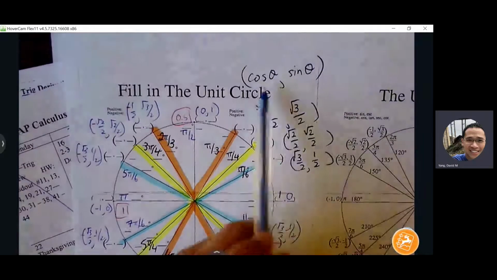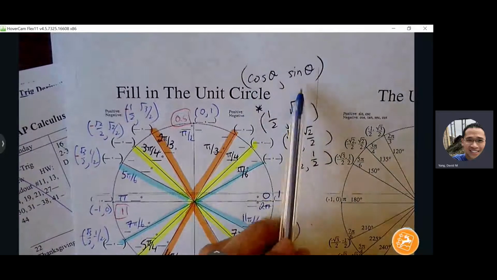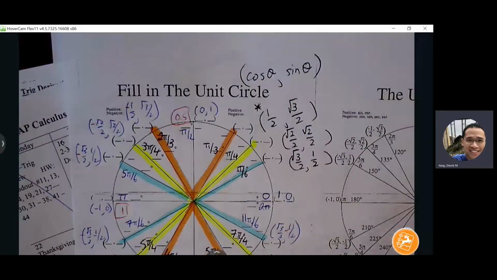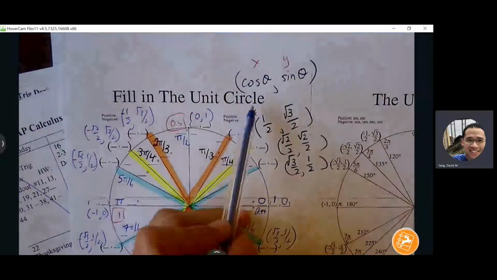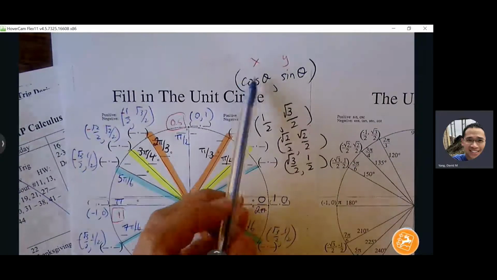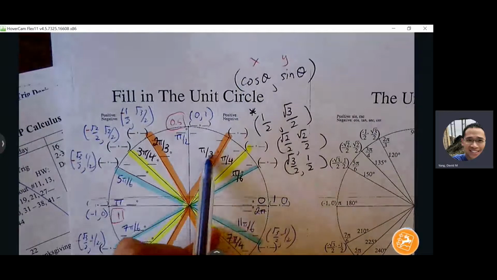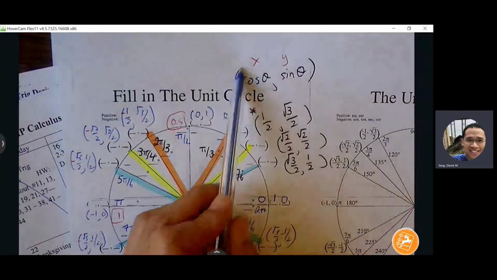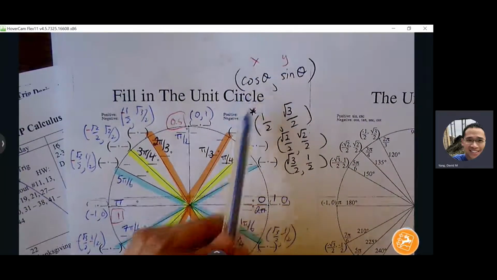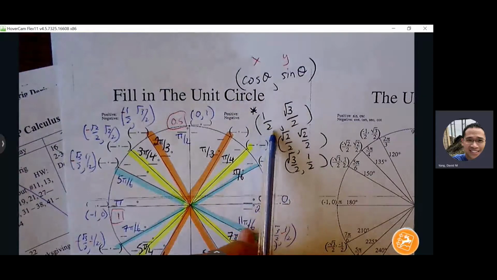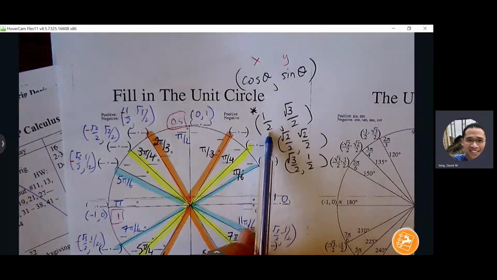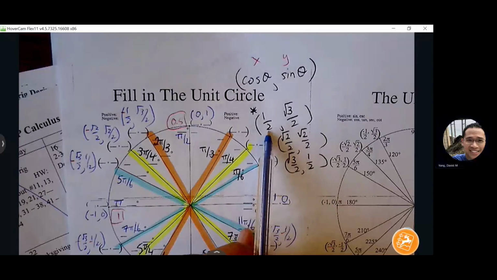Okay, so anytime I'm looking for cosine, it's the x value. Anytime I'm looking for sine, it's the y value. Anytime I'm looking for secant, let's say I want to find secant of pi over 3, you know secant is the reciprocal of cosine. So secant of pi over 3, find cosine first, and then flip it. Right? So secant of pi over 3 would just be 2 over 1.